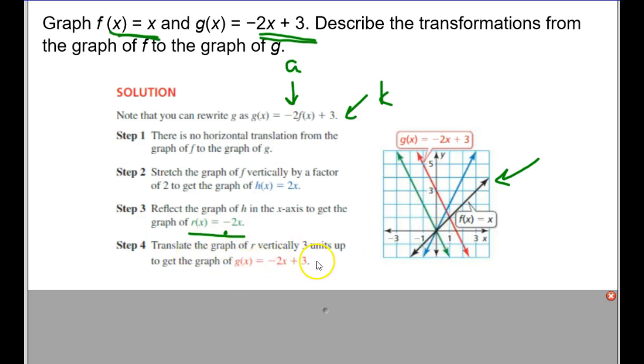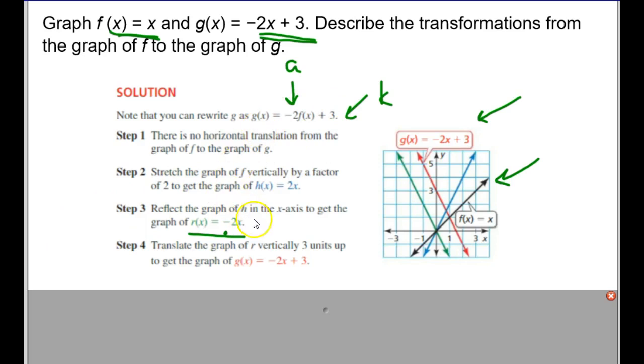And then I translate it 3 units up. So from there, I can go up my 3 units, which gives me my final graph. Okay, so this is definitely always the order you want to go in. So horizontal, stretch or shrink, reflection, and then vertical. Just make sure that you have an anagram or some way in your head to remember the order that you do that in.